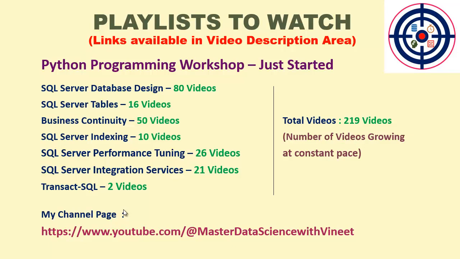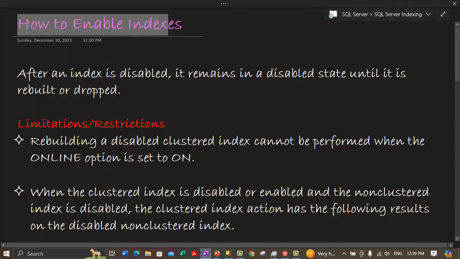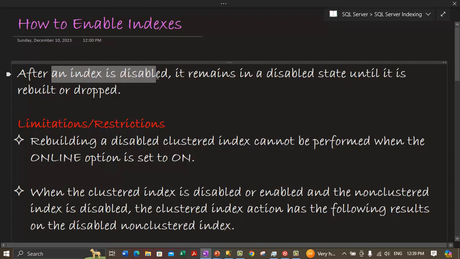Now let's come back to today's topic, which is how you can enable the indexes and constraints in SQL Server if your indexes are in disabled state. So let's discuss this topic, how to enable indexes in SQL Server. Once your index is disabled, it always remains in disabled state until it is rebuilt or dropped. So we need to rebuild the indexes in order to enable them if they are in disabled state.